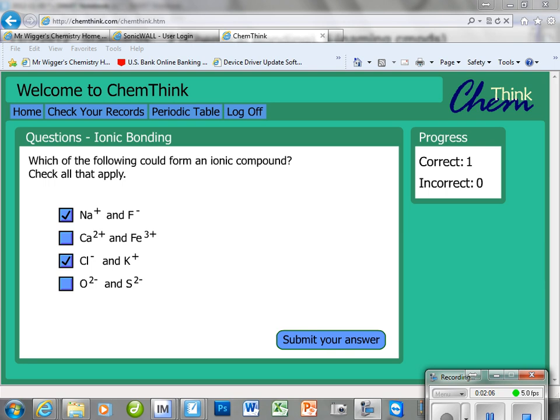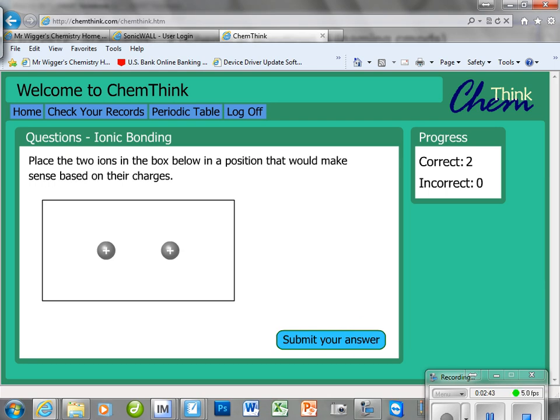And the calcium with the iron, calcium is a positive ion and iron is a positive ion because those are both metals. So that one is not going to work. The one with oxygen and sulfur, the last choice down there, again, you're talking about two nonmetals. Now, sometimes nonmetals will come together to form covalent bonds, and the oxygen and sulfur are one of those that do actually come together, but it will not be an ionic bond. It's a covalent bond. So we can go on to our next one.